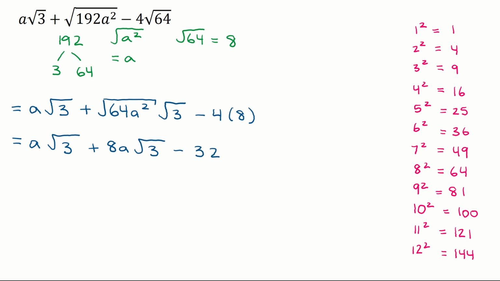In this case, when we are combining like terms, we have an a root 3 and an 8a root 3. So when we add those together, we end up with 9a root 3's, and then minus 32 at the end of that. And that is that question fully simplified. On to our next example here.